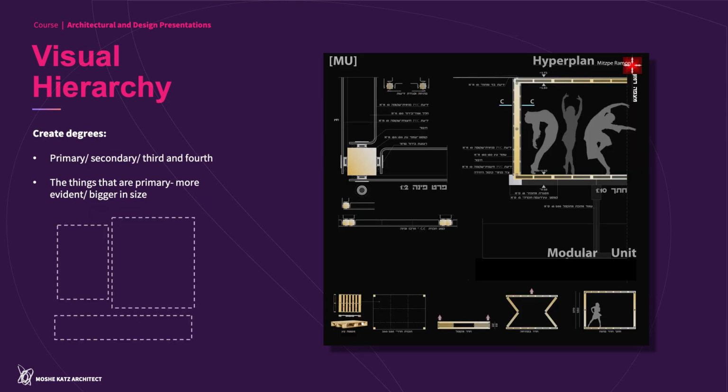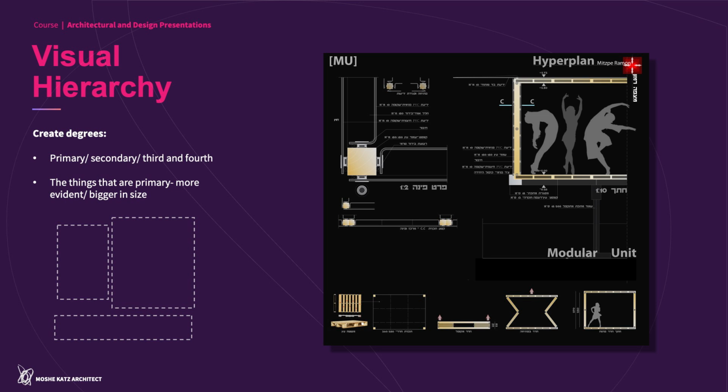What usually helps if we want to establish those rules of hierarchy is that we create degrees. We imagine that there is a primary degree, a secondary degree, and a third and a fourth degree. And then we create a list. What is number 1? What is number 2? What is number 3? This is a very easy technique to understand, as if you're playing with forces. What is the main force? What is the secondary one?